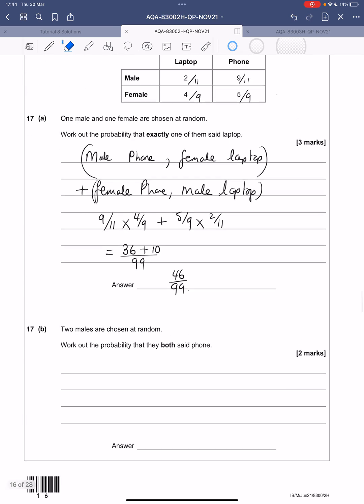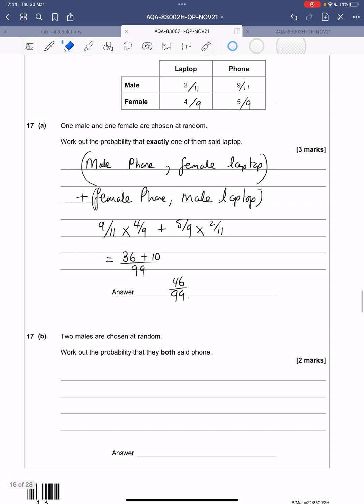Right. Two males are chosen at random. Work out the probability that both said phone. So if you've got 9 out of 11 for the first one saying phone, times 9 out of 11 for the second one saying phone, it's 81 out of 121.